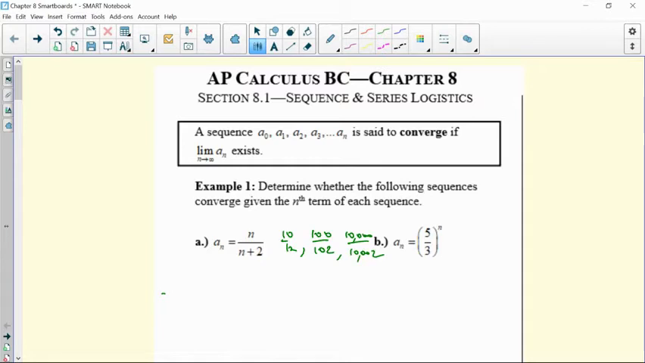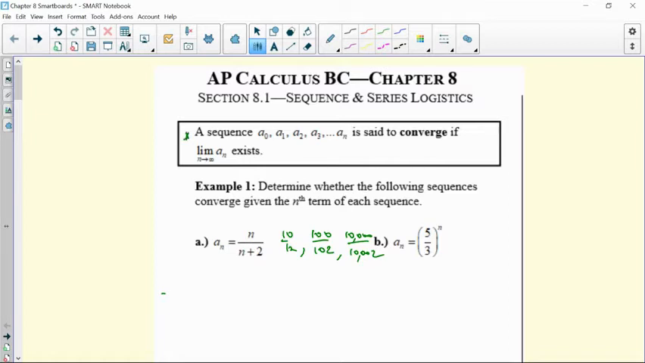And so, I'm wondering, are these terms converging to a certain value? Like, are the terms themselves getting closer and closer to a particular number? And in this case, they are. They're getting closer and closer to 1. And how do I know that? How do I analyze that? So that's sort of up here.